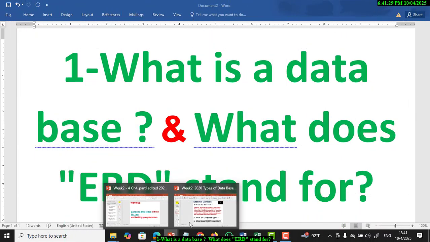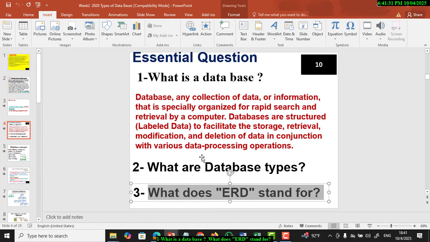Let's see together. A database is a collection of data or information that is specially organized and labeled for rapid search and retrieval by a computer. Databases are structured, labeled data to facilitate the storage, retrieval, modification, searching, and deletion of data in conjunction with various data processing operations. Databases are essential for data science, for processing data.